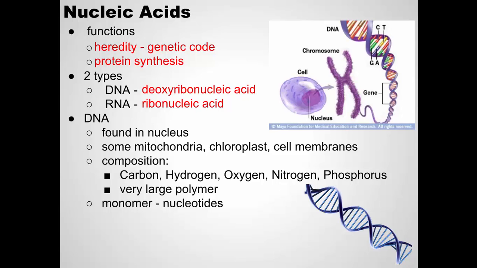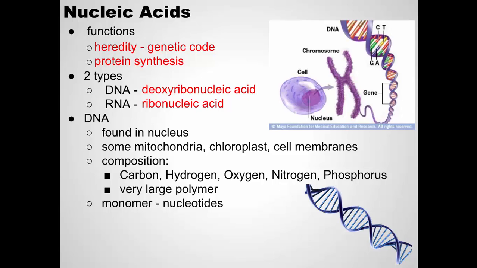DNA is found on the chromosomes. Chromosomes are made of DNA wrapped around proteins. DNA is a molecule that stores huge amounts of information in a very, very small space. The elements that DNA is made of are carbon, hydrogen, oxygen, and like I said, nitrogen and phosphorus. It's a very, very large polymer, the largest of the polymers. The monomer, the building block of nucleic acid, is called a nucleotide.